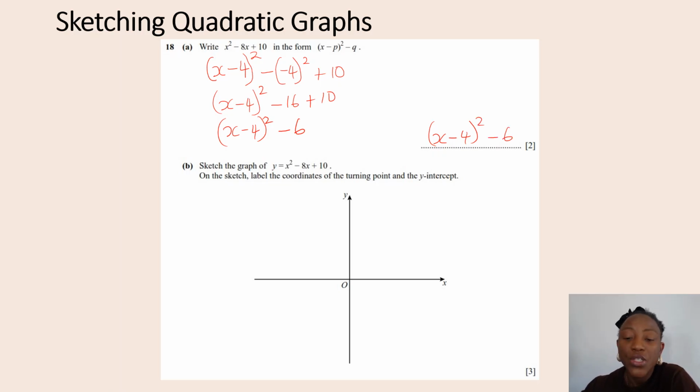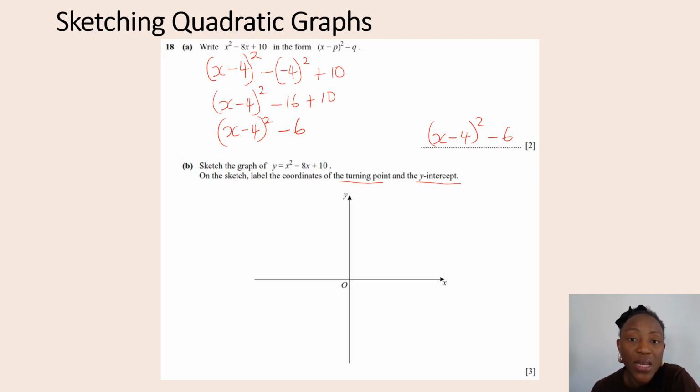All right. So now to the B part of the question, we've been asked to sketch the graph of the same function, x squared minus 8x plus 10. On the sketch, label the coordinates of the turning point and the y-intercept. Now, this question is specifically asking you for your y-intercept. Remember what I said in the last question.